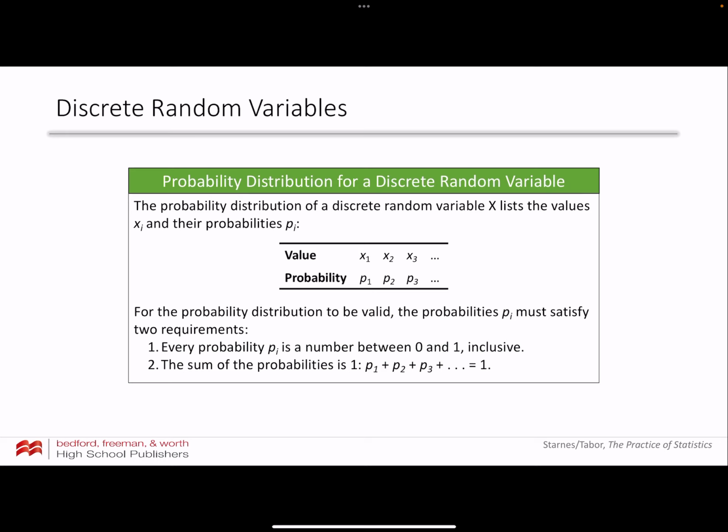So we're going to look at probability distributions for random variables, and we're going to specifically talk about discrete random variables today. Continuous random variables we're going to look at another time as well. But just like before, our probabilities all have to add up to 1 for all the possible outcomes. Each probability also has to be a number between 0 and 1.